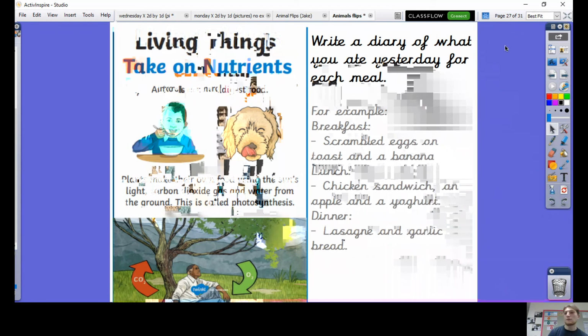I would like you, just in your science book, to write a diary of what you ate yesterday for each meal. So I've given you an example of what I ate yesterday. So for breakfast, I had scrambled eggs on toast and a banana. Okay, I know the banana has got lots of nutrients in it. That's why I ate it. Plus, it's really nice. Secondly, for lunch, I had a chicken sandwich, an apple, and a yogurt. And finally, for dinner, I had lasagna and garlic bread, which was my favourite meal of the day by far.